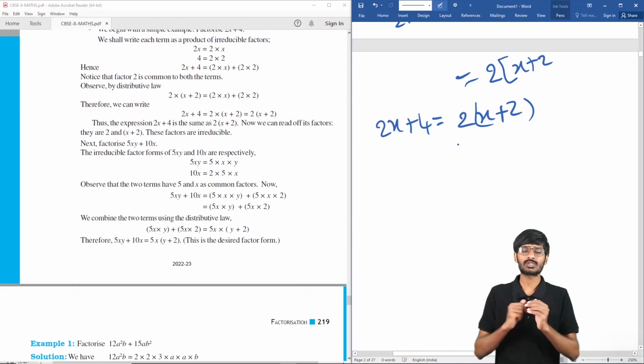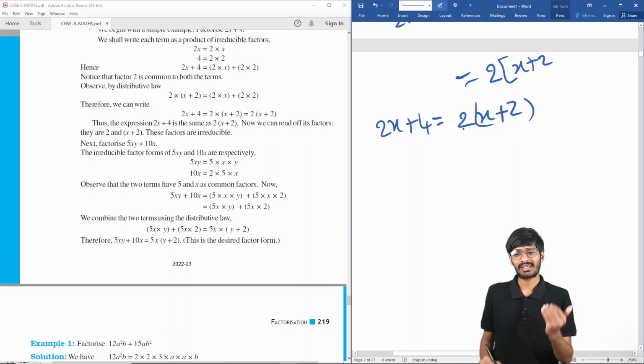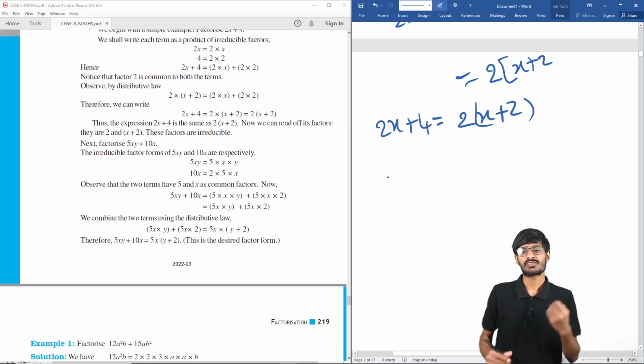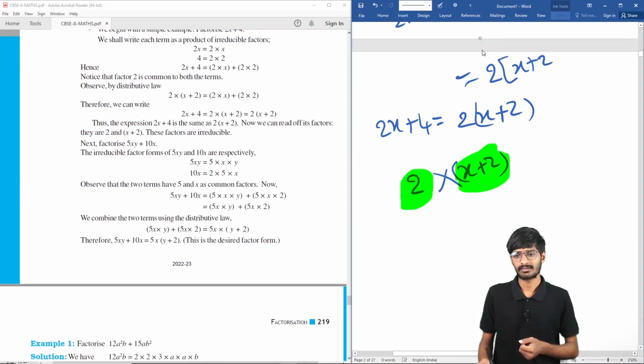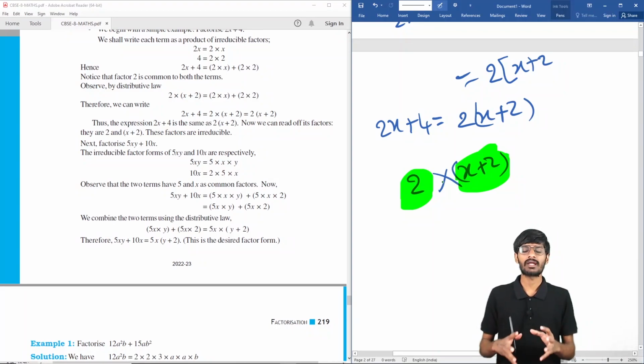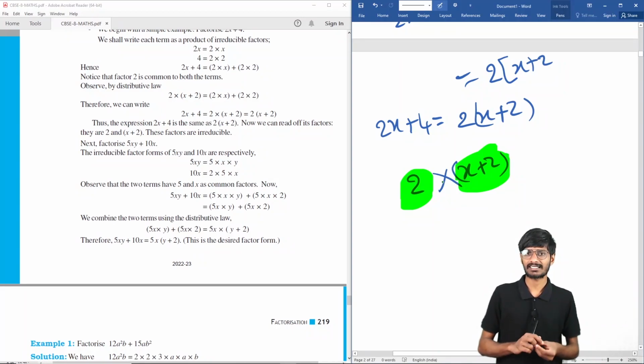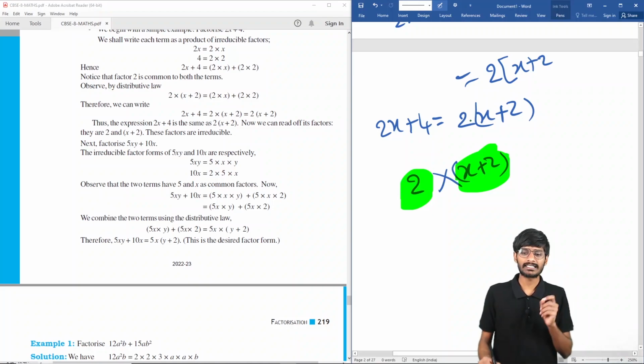By seeing 2 into x plus 2, you can simply say what the factors are. The factors of 2 into x plus 2 are nothing but the factors of 2x plus 4. So what are the factors of 2 into x plus 2? By simply seeing it, we can say 2 is one factor and x plus 2 is another factor. So these two are the factors. Here we have found the factors, which means the factorization. How? By simply taking the common factor as common.